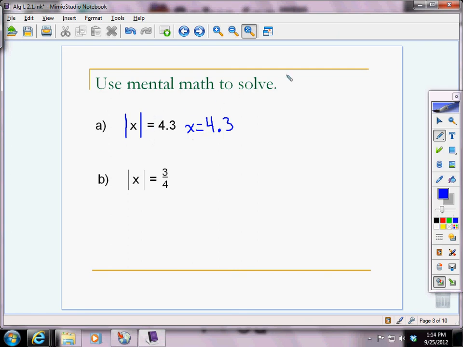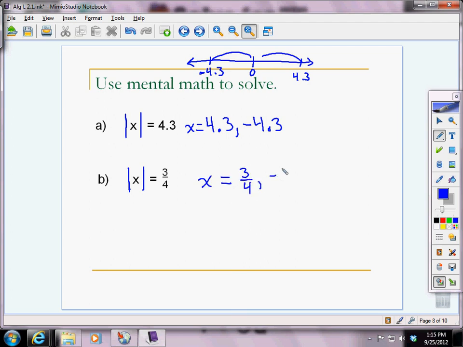Is there another number that is 4.3 units away from 0 on the number line? Well, there is. Again, if you think of a number line, here's 0. If you go over here to 4.3, you can also move in this direction. So if you move 4.3 units in the other direction, you have a negative 4.3. So be careful in problems like this because there's going to be two answers. If you look at this one here, the absolute value of what number equals 3/4? Well, the easy answer is just to say 3/4, but we also have to have a negative 3/4 because both of these are 3/4 away from 0 on the number line.